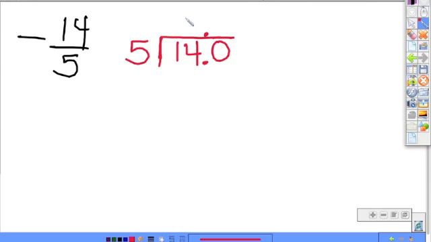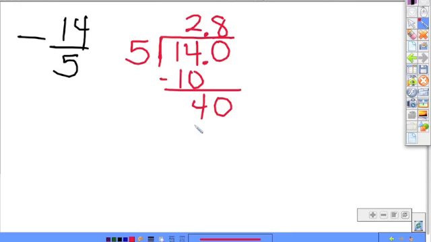5 goes into 14 2 times, that gives you 10. Okay, go ahead and subtract. That brings down a 4 and brings down a 0. 5 goes into 40 8 times. And that's going to close out that problem. So I don't need to take it any further than that. So my final answer is going to be negative 2.8.